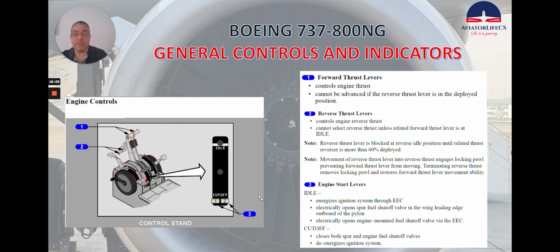Number three is the engine start levers. When they are at idle, which is this position here, energizes ignition system through EEC, electrically opens the spar fuel shutoff valve in the wing leading edge outboard of the pylon. Electrically opens engine-mounted fuel shutoff valve via the EEC. If we select the cutoff, closes both spar and engine fuel shutoff valves, de-energizes ignition system.